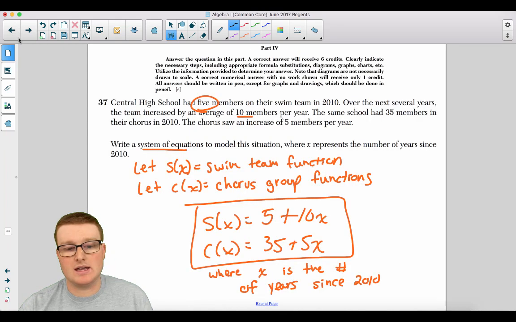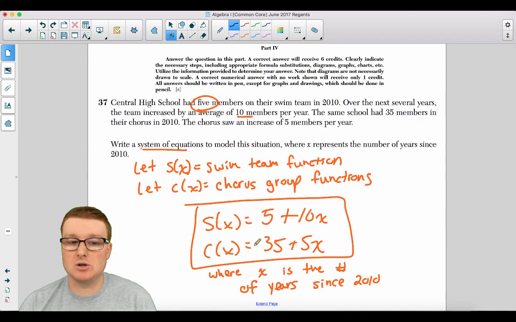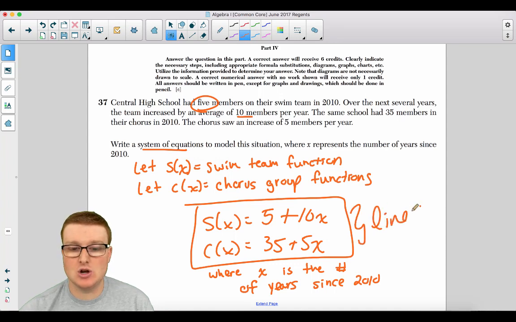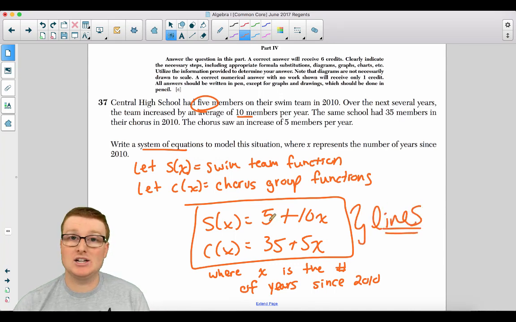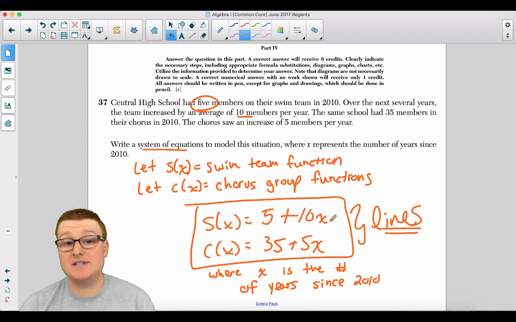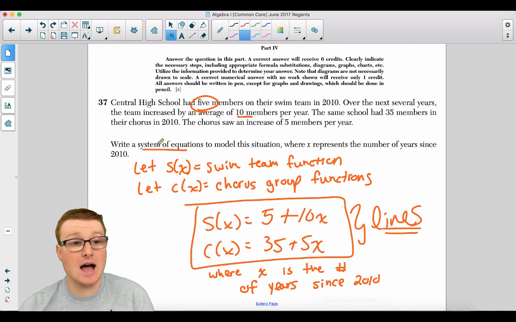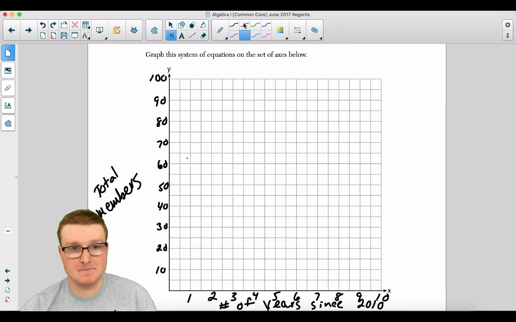All we're doing is taking this information and graphing it. Newsflash, folks, both of these are lines, and you know how to graph a line. The swim team has a y-intercept of 5 and a slope of 10. The chorus has a y-intercept of 35 with a slope of 5. Let's do it.